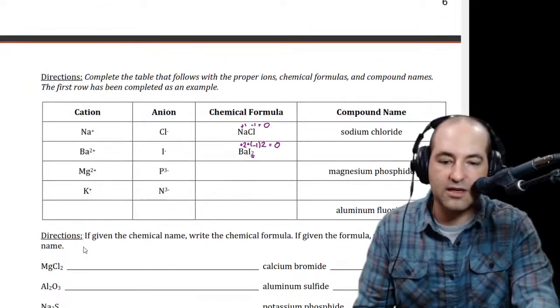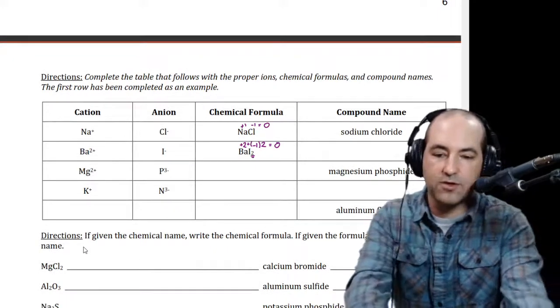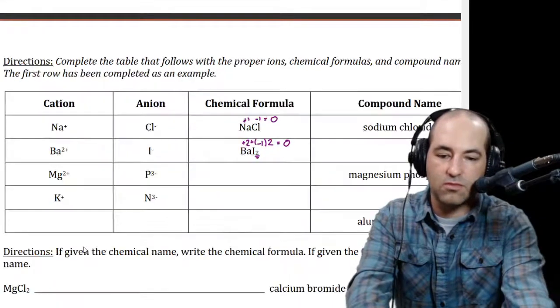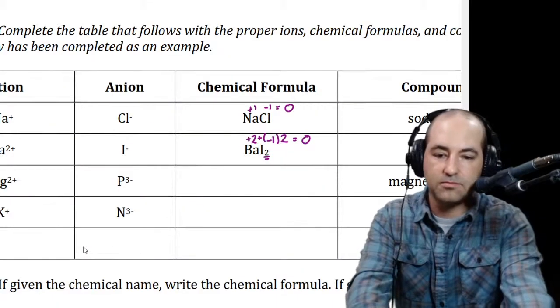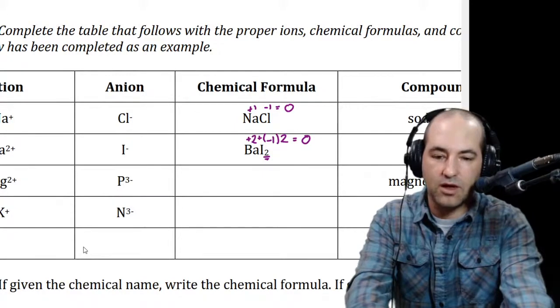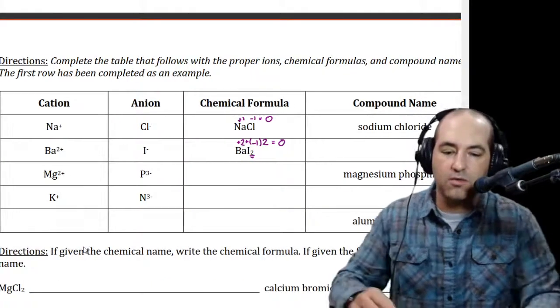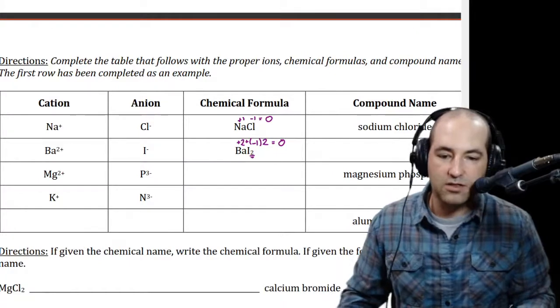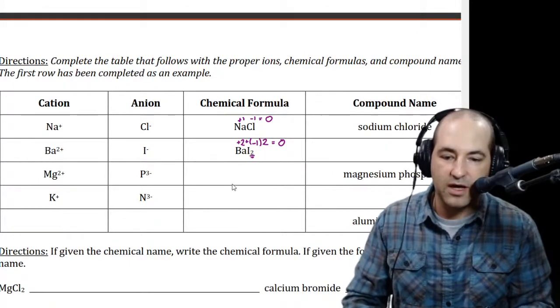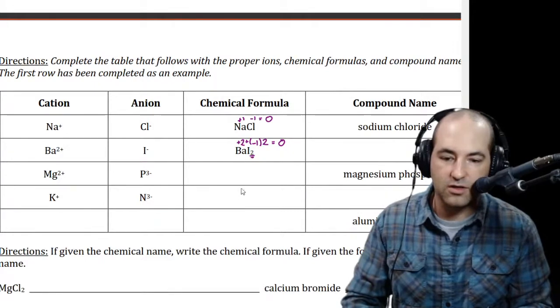Okay, so that said, now let's see if we can do the first couple columns. Actually, we should be able to do the whole thing here. Not the names, so skip the name blanks, but let's see if you can fill in the rest of this right here. So these 3 chemical formulas and these 2 cation and anion.